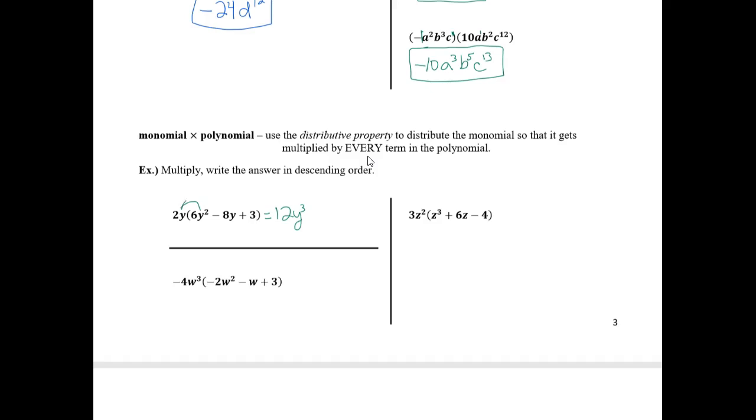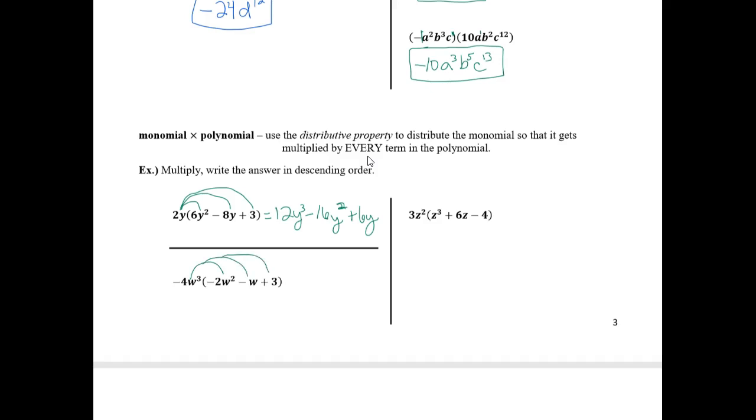Then I'll take the 2y and multiply it by negative 8y. So 2 times a negative 8 is negative 16, and y times y would be y squared. Then I'll take that 2y and multiply it by a positive 3. So 2 times 3 is 6, and I still have that y.